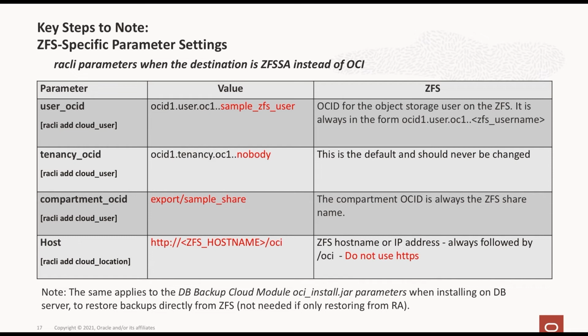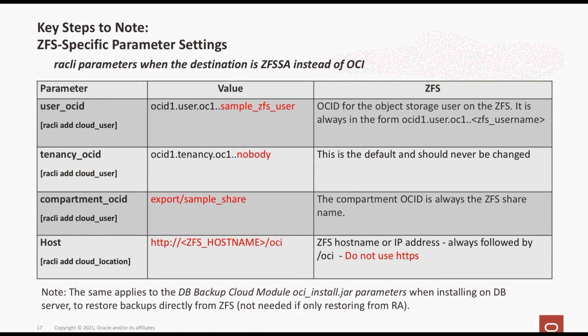The other thing that you specify when you run the RACLI add cloud user is the tenancy OCID. This is fixed, never changes on ZFS. The tenancy OCID is always this one that you see listed here. The compartment OCID, as mentioned before, is actually the share name. So export/file system name. That's what you have to use when running the RACLI add cloud user as compartment OCID if you are targeting a ZFS storage appliance.